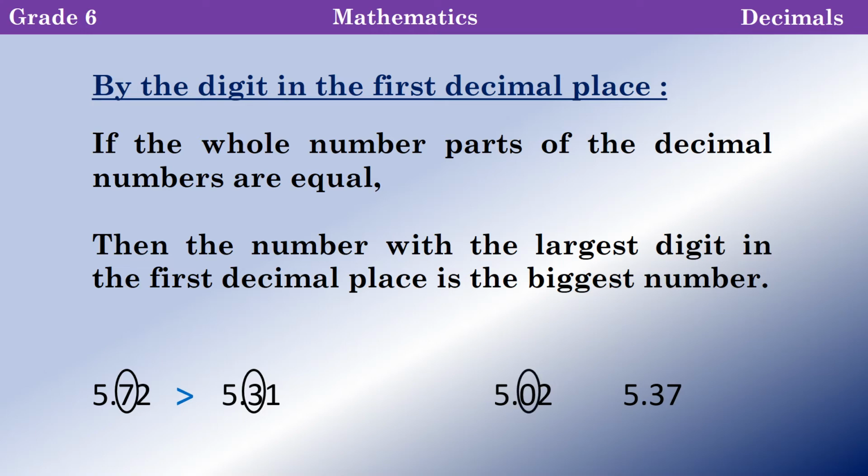And similarly, we can see that the whole number part of the second pair of decimal numbers is 5, and 0 and 3 are the digits at the first decimal place of those two decimal numbers. And you can easily see that 3 is bigger than 0. Therefore, we say that 5.02 is less than 5.37.